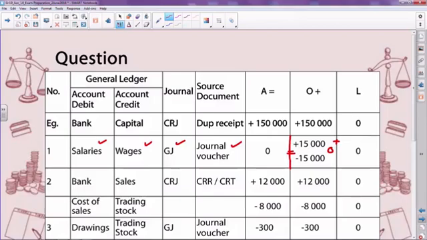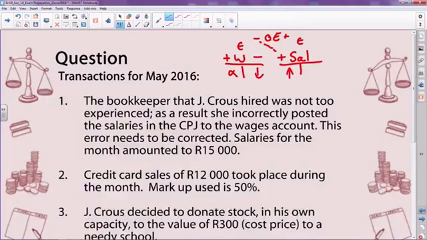So let's look at the next one. I'm going to read it with you. Credit card sales of 12,000 Rand took place during the month. Markup is 50%. Your 1 minute starts now.